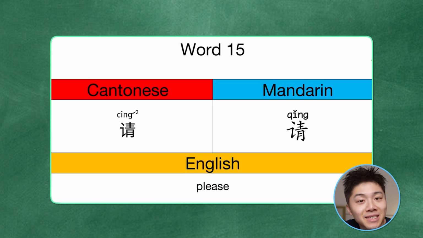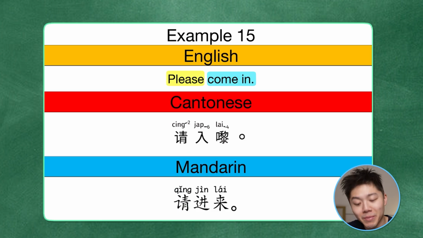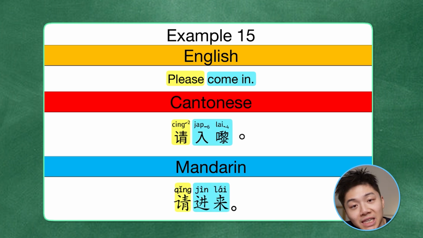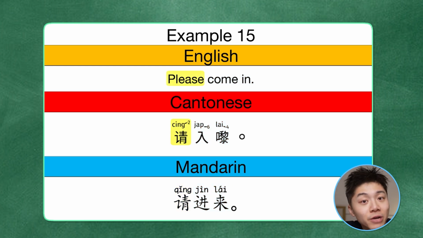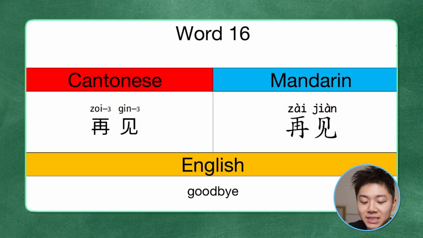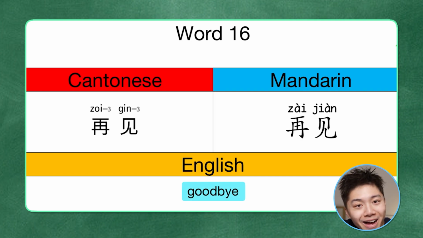Next, word 15, please. In Cantonese, 请. In Mandarin, 请. Let's look at an example. Please, come in. In Cantonese, 请入嚟. In Mandarin, 请进来. So, 请 means please. In Mandarin, 请. In Cantonese, to say enter, we use 入嚟. In Mandarin, we say 进来. Next, word 16, goodbye.